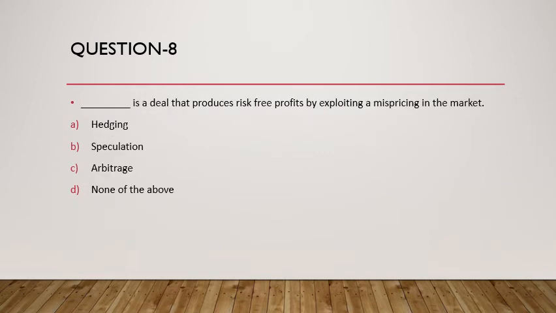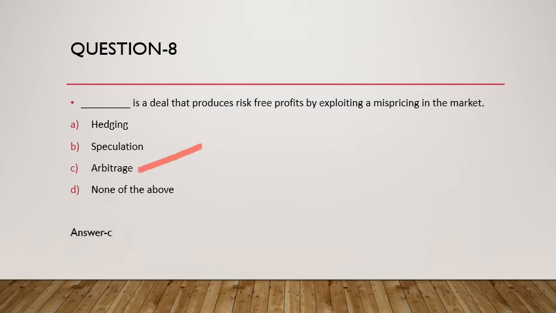This takes me to the 8th question, and it's very straightforward. It says it's a deal that produces risk-free profit by exploiting a mispricing in the market. So hedging is a strategy which helps you to reduce the risk. Speculation takes care of the movement in the market and traders accordingly try to make money. But arbitrage is a situation where you see the price difference in two markets and try to make money from that. So the answer for this particular question would be C.